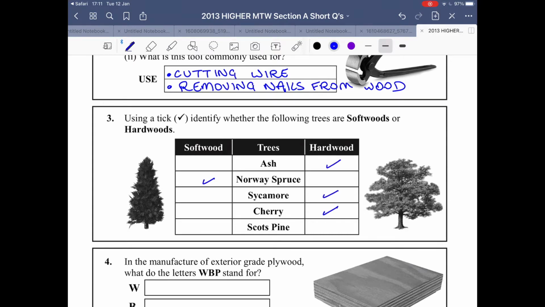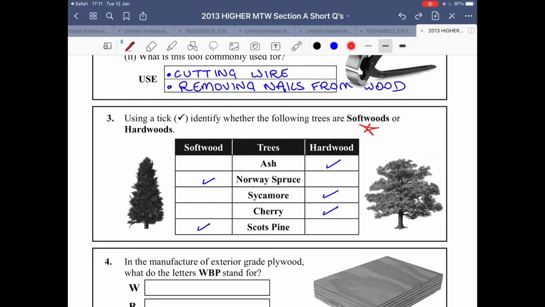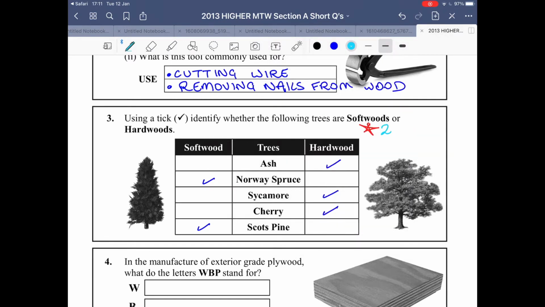Number 3 then that year is the good old identify whether the following trees are softwoods or hardwoods. Ash is a hardwood, Norway spruce is a softwood, sycamore is a hardwood, cherry is a hardwood, Scots pine is a softwood. In general, you'll notice with these questions that, except for horse chestnut, any time you see 2 words as the name, that's normally a softwood.